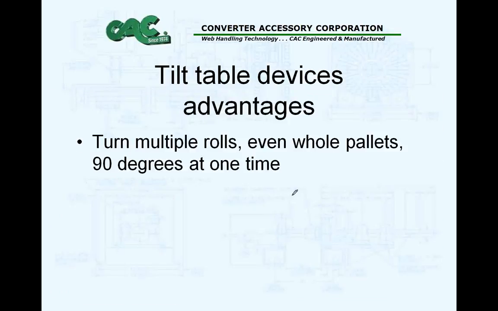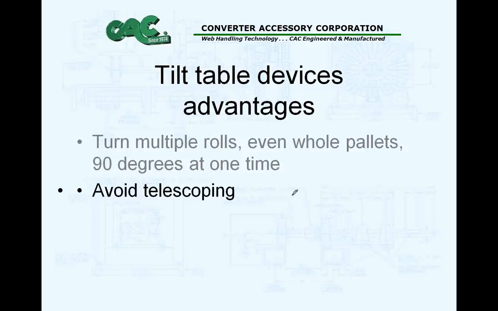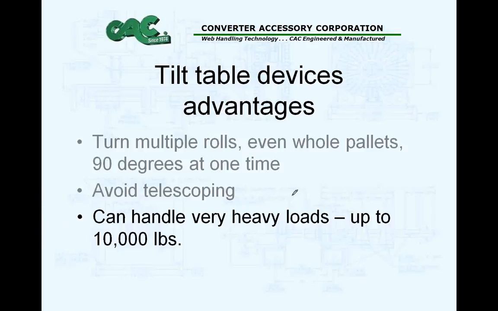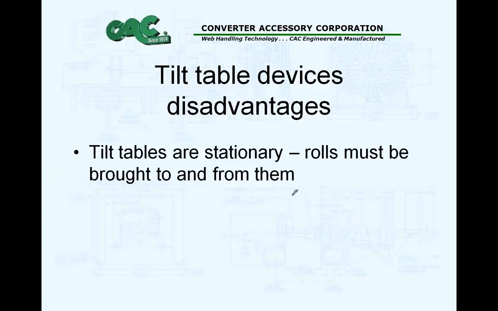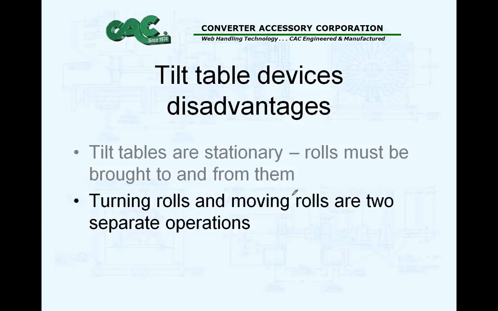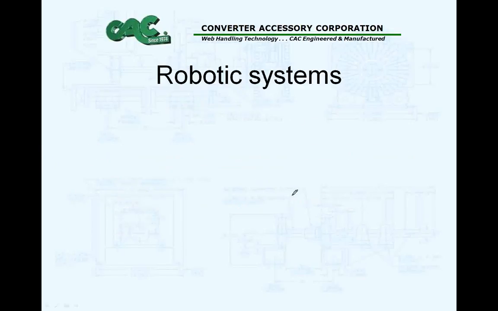Some advantages: you can turn a lot of rolls all at the same time, 90 degrees. You completely avoid telescoping, and they can handle very heavy loads. Disadvantages: the tables are stationary, so you have to get the rolls of material to the table, then turn the rolls of material, then get the rolls away. So turning rolls and moving rolls and loading and unloading are done with different pieces of equipment.